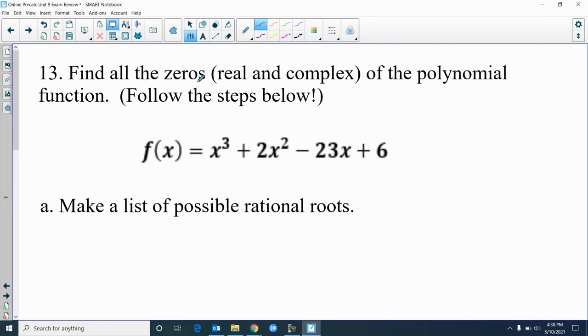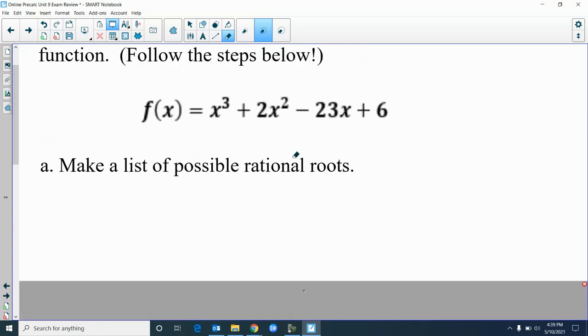Now it says find all zeros, real and complex. A complex zero means it could have an i in it. So you could have a zero of 2 plus 3i. And if we have 2 plus 3i, you have to have 2 minus 3i. So those are possibilities. These steps are to help organize the problem and to help me see your work.